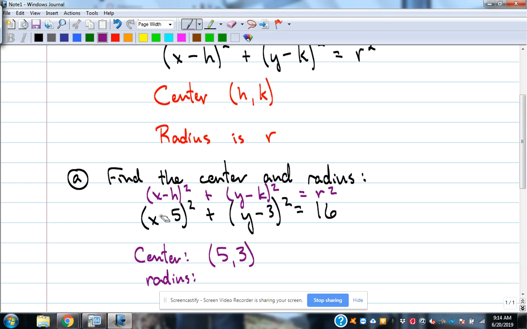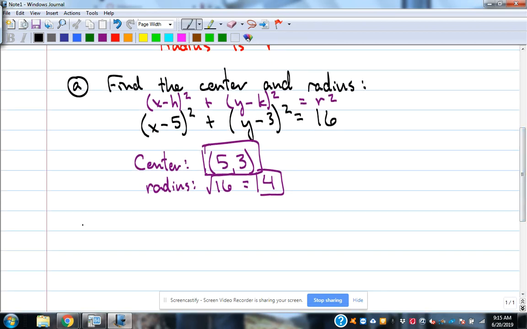Always going to take, it's a minus sign in there, take a positive out. If it's a plus sign inside, take a negative out. The radius, that 16 over there, is r squared. So what we want to do is take the square root of 16, which we know is 4. So the radius is 4, and the center is at (5, 3). That's what we're finding out of that equation, just pulling out the center and the radius. So knowing that form and then pulling some stuff out of that.